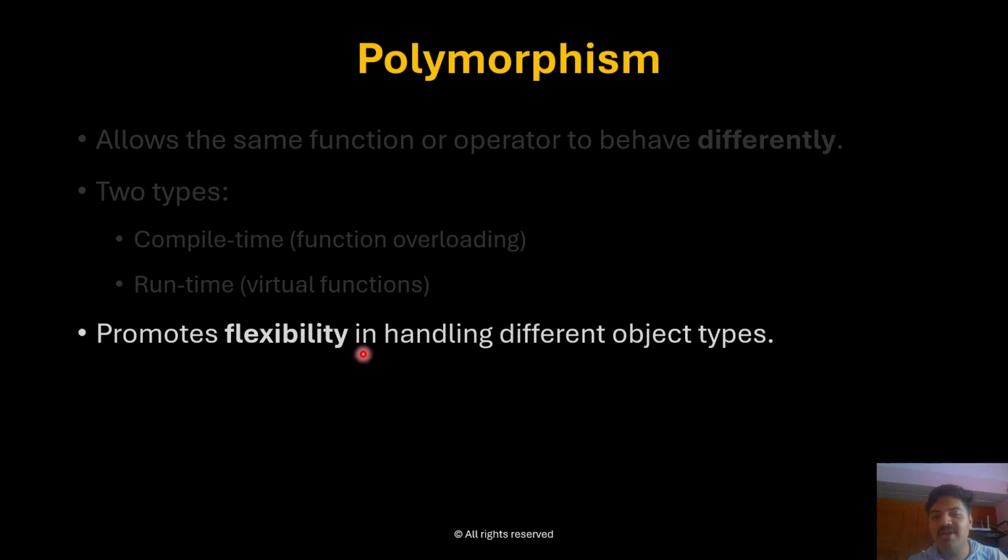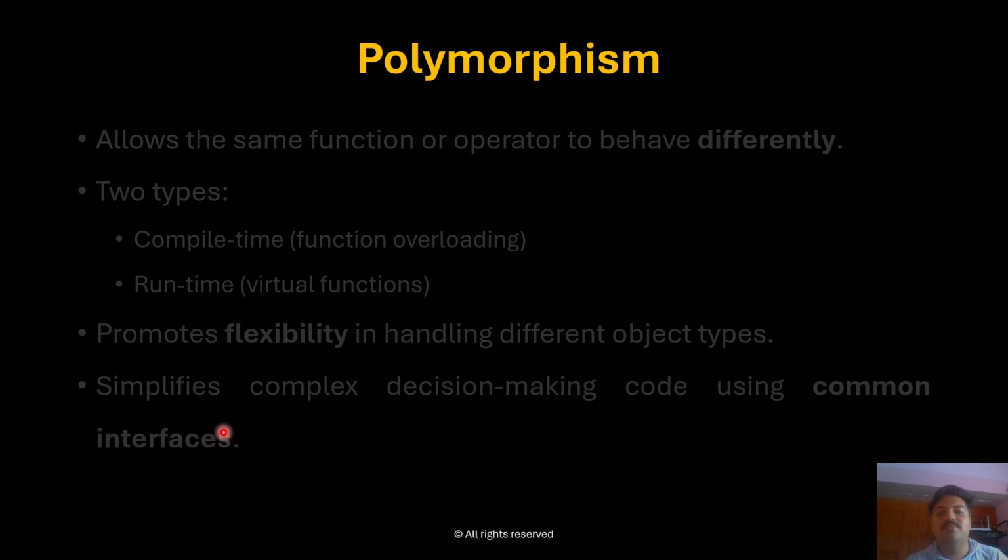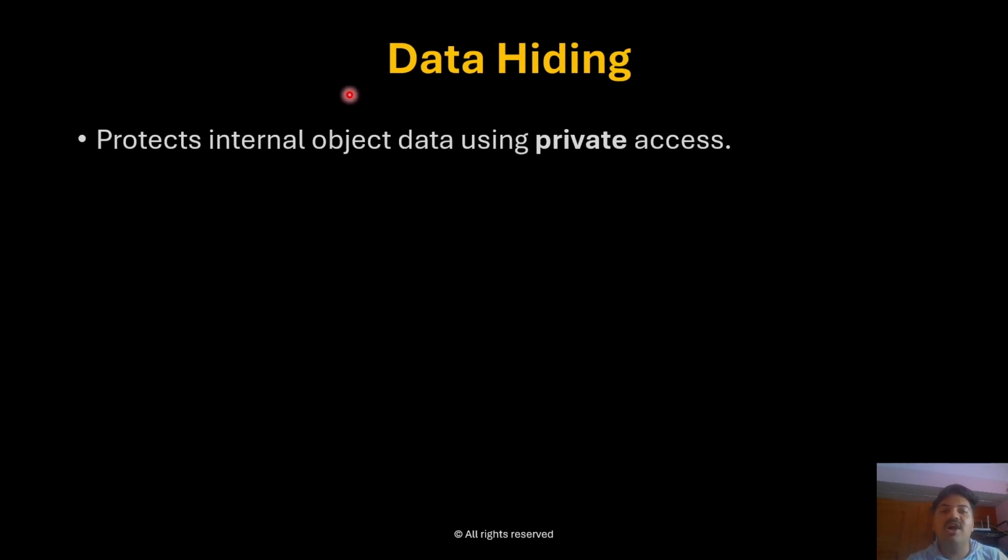It promotes flexibility in handling different object types. So basically, in polymorphism, we get flexibility in handling different data objects. It simplifies complex decision making code using common interfaces. So the decision making is simplified. Next, we have data hiding.